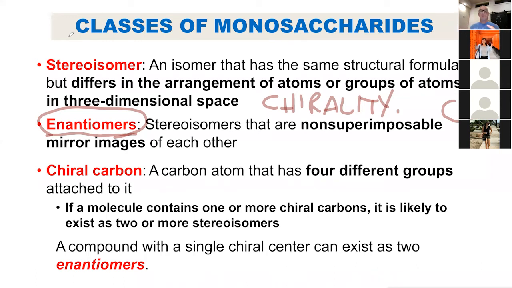And we're going to find out that those 4 carbons that I mentioned in glucose, for instance, all 4 of those carbons are chiral. And so glucose can form a staggering number of different stereoisomers. A compound with a single chiral center can exist as 2 enantiomers, but then it gets really complicated when you have more than 1 chiral carbon. Then you can form a lot more. So let's look at the different examples.